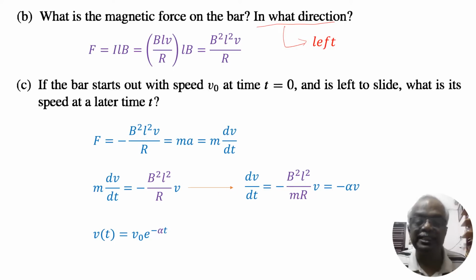This entire factor, B squared L squared divided by mR, we keep as alpha. So this becomes minus alpha v. Naturally, if you integrate it, you will get v of t equal to v naught, where v naught is the integration constant, times e to the power minus alpha t. Now we will move on to part D.